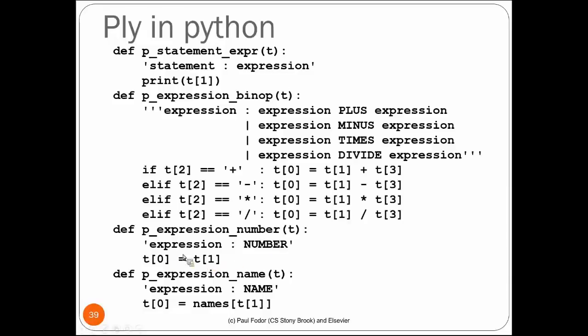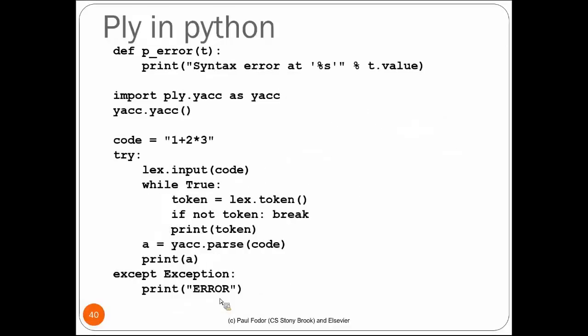If an expression is a number, then the value of the number is directly assigned to the value of the expression attribute, T[0]. If the expression is an identifier and we want to evaluate it, then the value of the expression is the value of the key T[1], which is the name, in the global dictionary names. Finally, if we find any kind of error that we didn't expect in parsing, we basically print a message or we raise an exception. You can do that too.